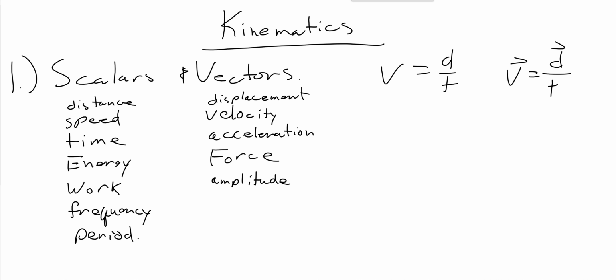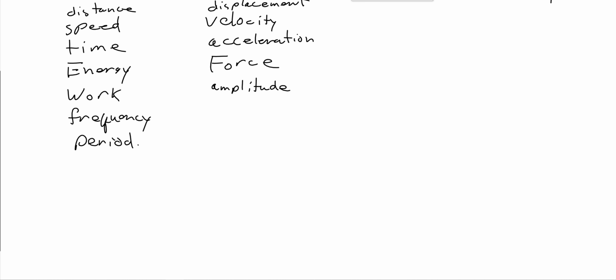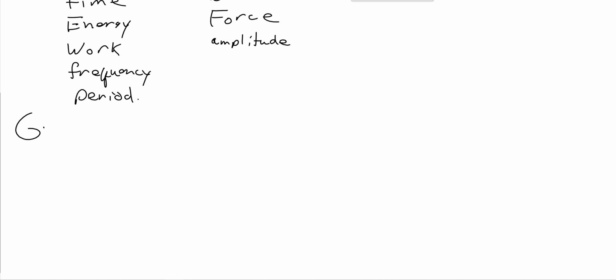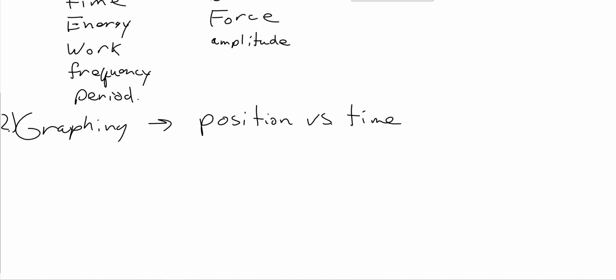All right, after that, we moved on to graphing. And there is definitely graphing on the final. Specifically, we looked at two different types of graphs, the same two that we looked at in Science 10: position versus time and velocity versus time.